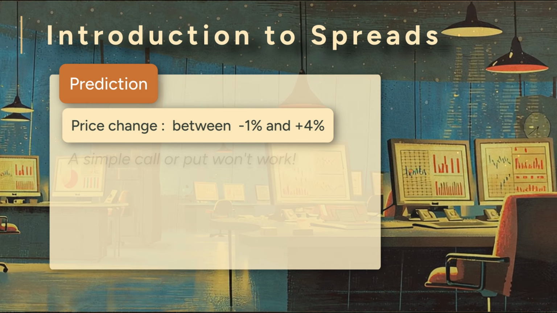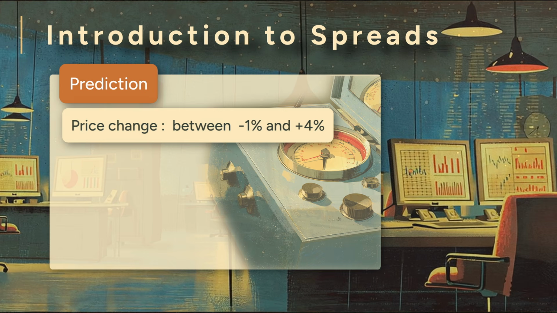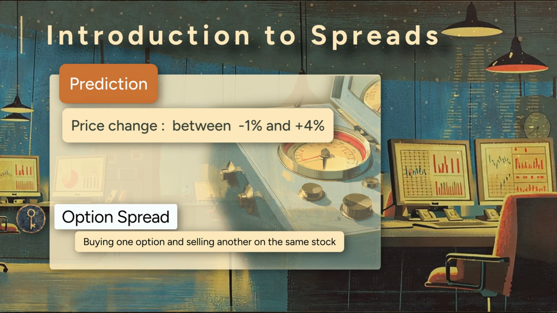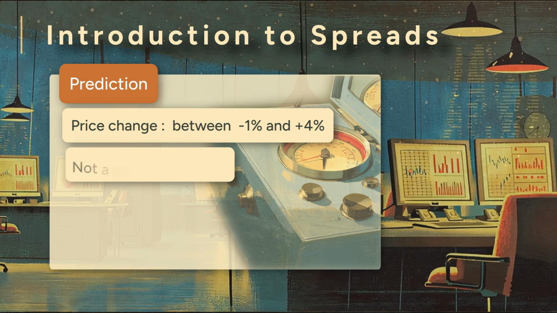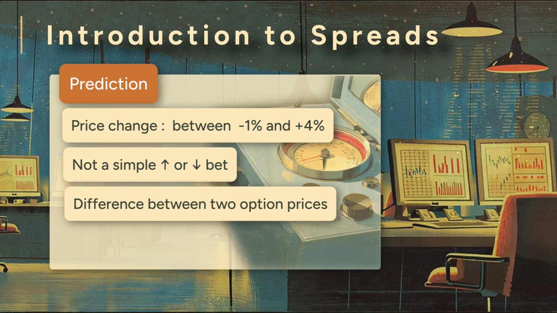Your detailed prediction requires a precise financial instrument. To trade a forecast that specific, you need a tool built for precision. You need an option spread. At its core, a spread means buying one option and selling another on the same stock. You're no longer making a simple bet on the direction the stock will go. Now you're betting on the difference between two option prices, the spread. If that difference moves in your favor, you profit.